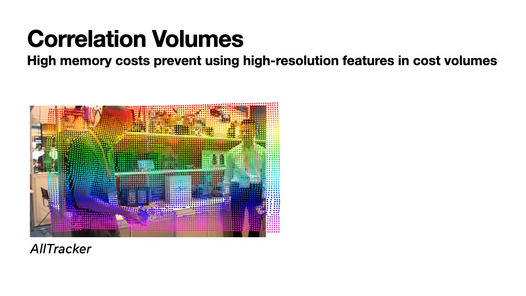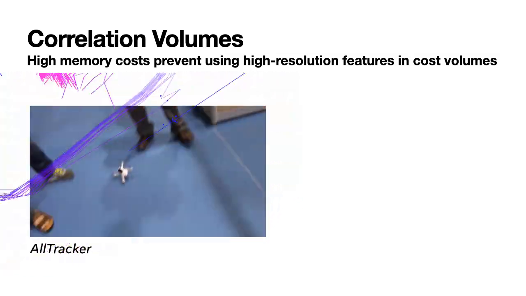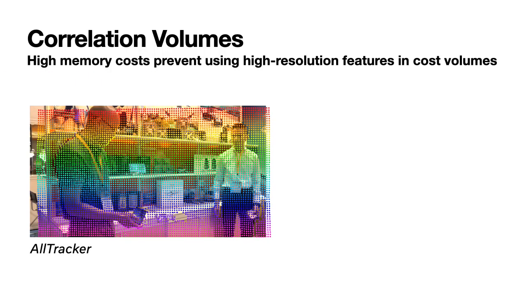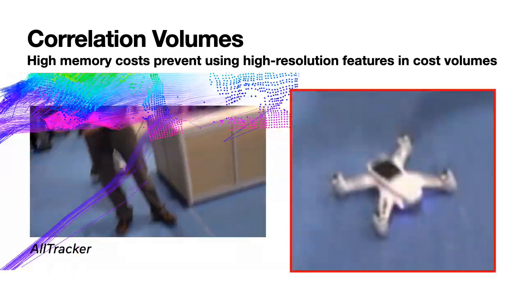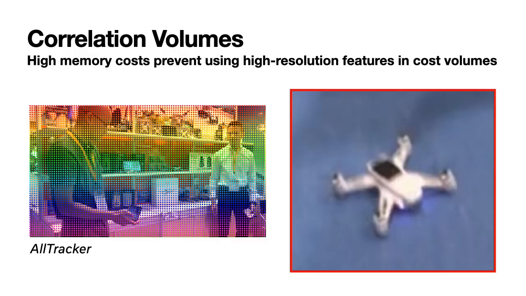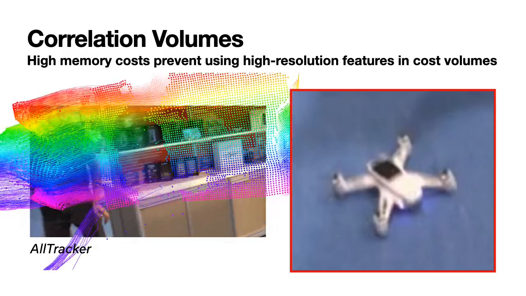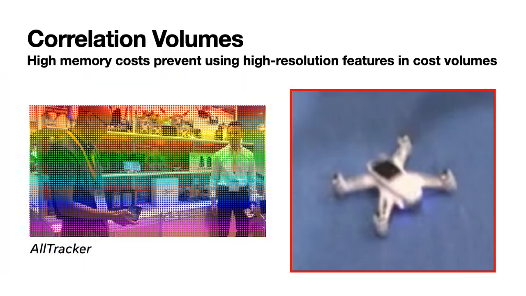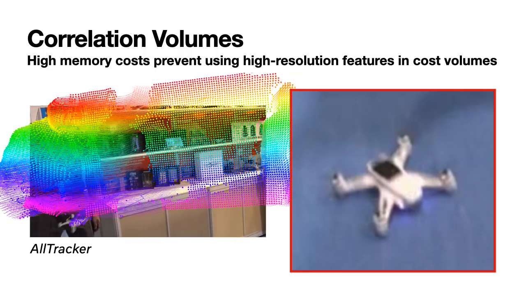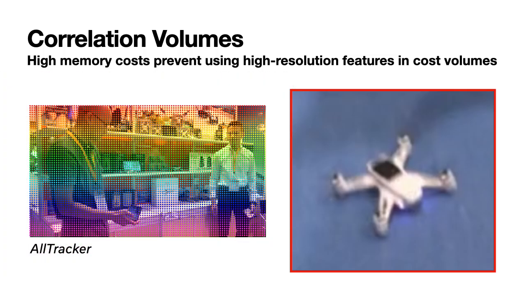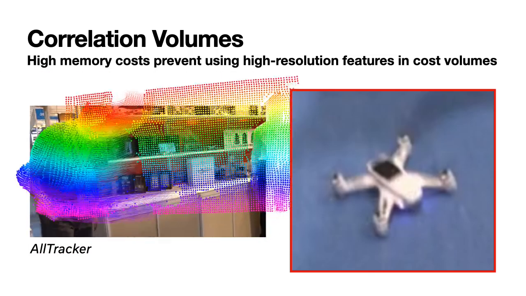Here's another example that shows the same resolution bottleneck. A small drone moves across the scene, but at the coarse feature stride used by cost volume trackers, the model can't track reliably. You can see the tracks drift to the background and miss the drone entirely, highlighting how coarse matching fails on small, fast-moving objects.